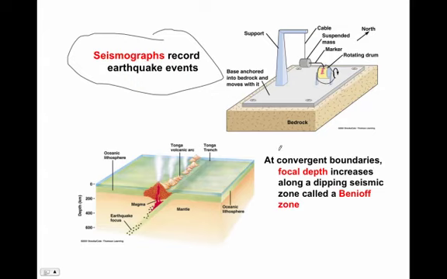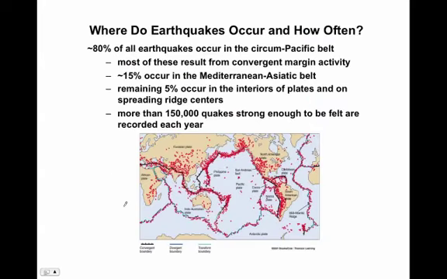So what is it about earthquakes? At converging boundaries, the focal depth increases along a seismic zone. And so converging, don't forget, according to plate tectonics, plates that move towards one another are called convergent boundaries. And below the Earth, we get the snapping and therefore the elastic energy given off by the rocks.